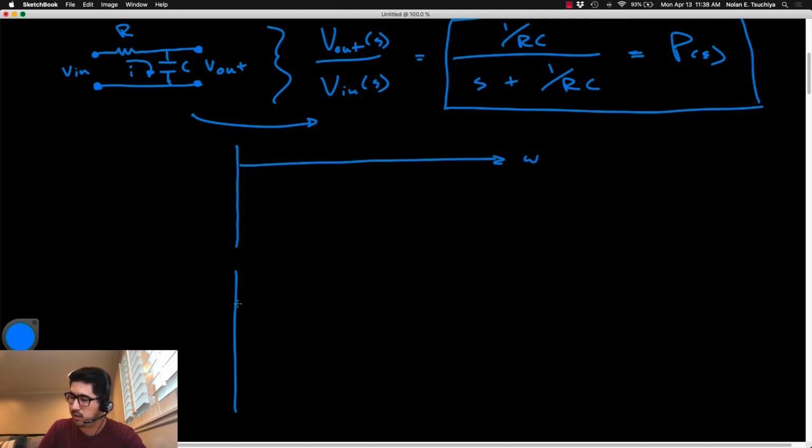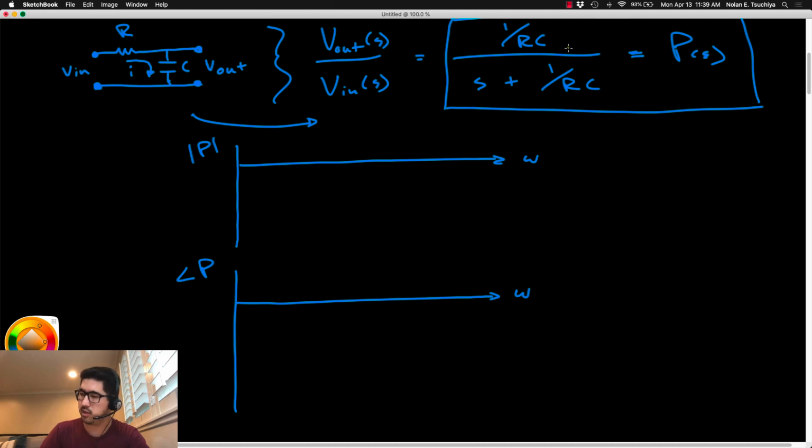Remember that Bode plots are always functions of frequency, and the pair of plots that makes up the Bode plot is the magnitude and the phase. Okay, so if we were to plot out what the Bode plot looks like for this low pass filter, we get something that looks like this.